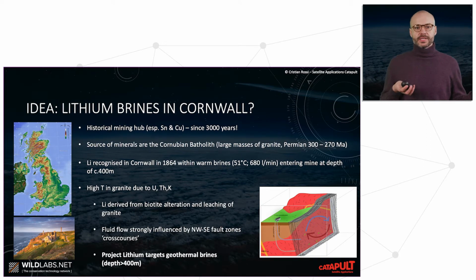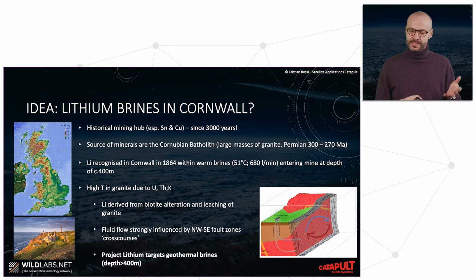So the idea, in this case, is about lithium. Cornwall, which is again the region at the bottom southwest of the UK, was an historical mining hub for many years, and lithium has actually been recognized in Cornwall in 1864, at depth. But at the time, the importance of lithium wasn't as it is now. Now lithium is a very important metal for the energy transition, but not at the moment.